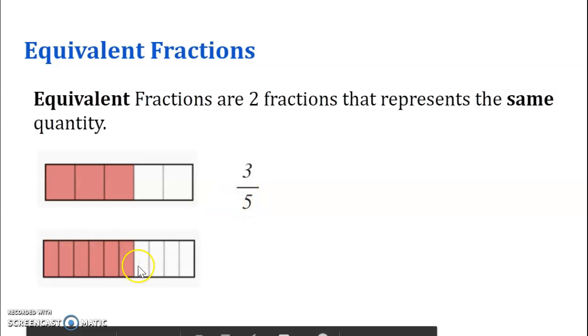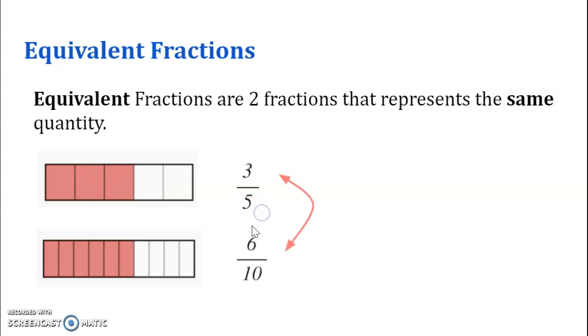So if you have this diagram, you have a whole being divided into 5 pieces, and out of that you have 3 shaded, so that's 3/5. And if I have another diagram with the same amount shaded, but this time the whole is divided into 10 parts, and out of that I have 6 parts shaded, so this is 6/10. Because they are really talking about the same amount being shaded, this pink part and this pink part are exactly the same amount, we say they are equivalent fractions.